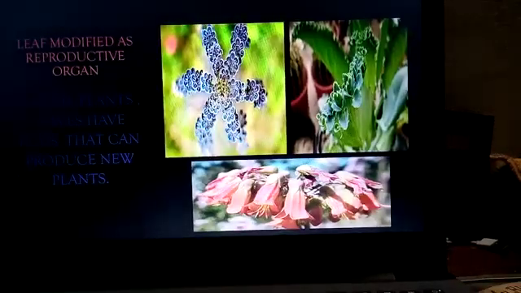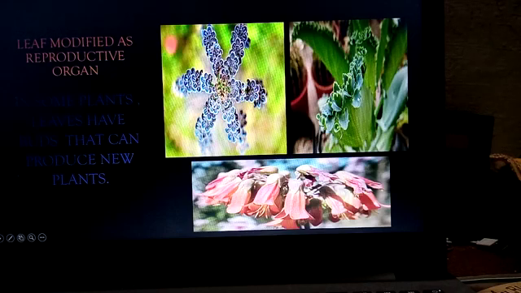Coming to the last modification, that is the leaf modified as reproductive organ. So in some plants, the leaves have buds that can produce new plants. So the leaves only will have the buds on them, children. At the notches, these are called as notches, from the notches the small buds will arise, and that grows into a new plant. So here the leaf is modified as a reproductive organ.